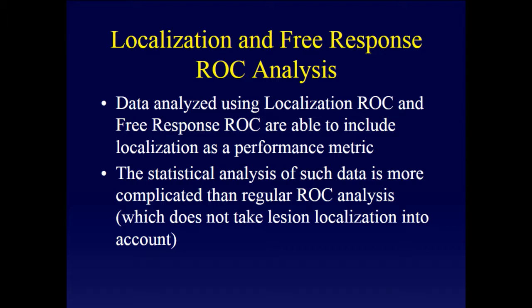So now, ROC analysis doesn't incorporate localization of an abnormality. It's just, is the abnormality present, yes or no? It's a binary decision process, which is graded a little bit by confidence. But what if you want to include localization? What if you want to know if they can actually localize the abnormality as well?